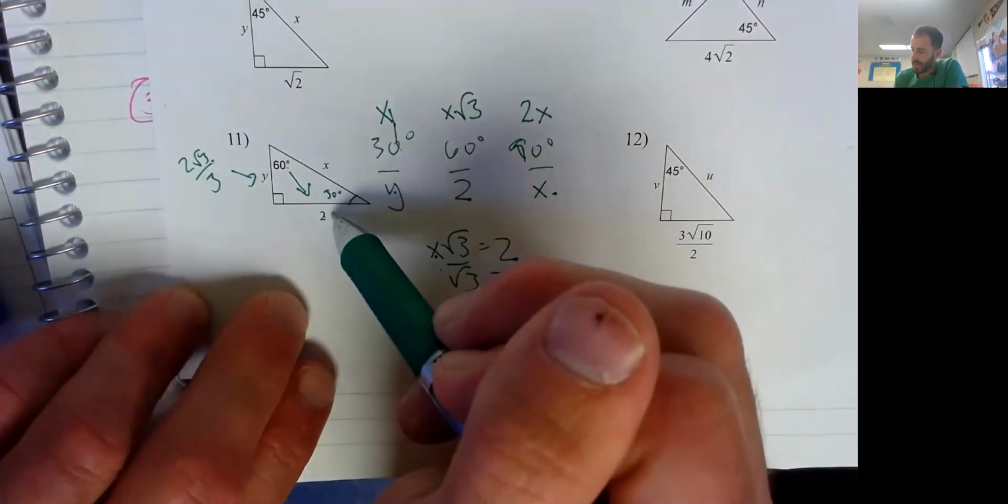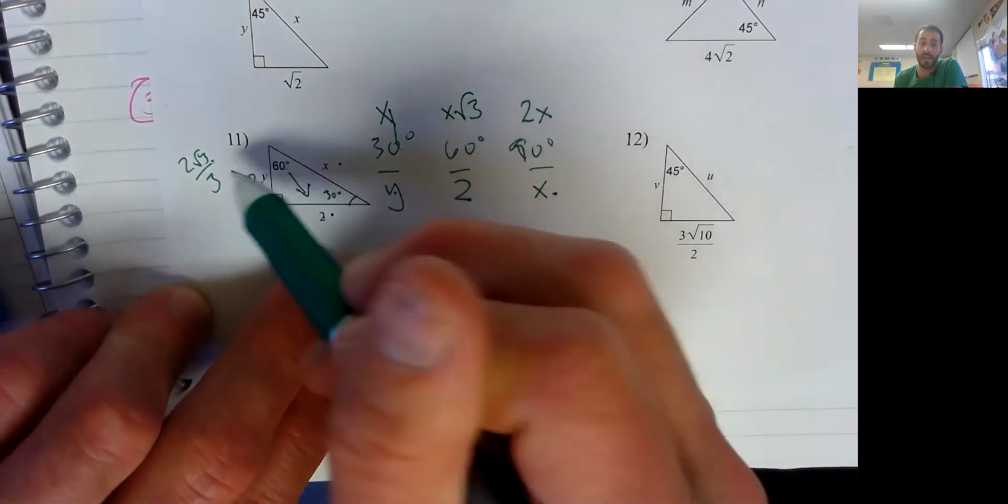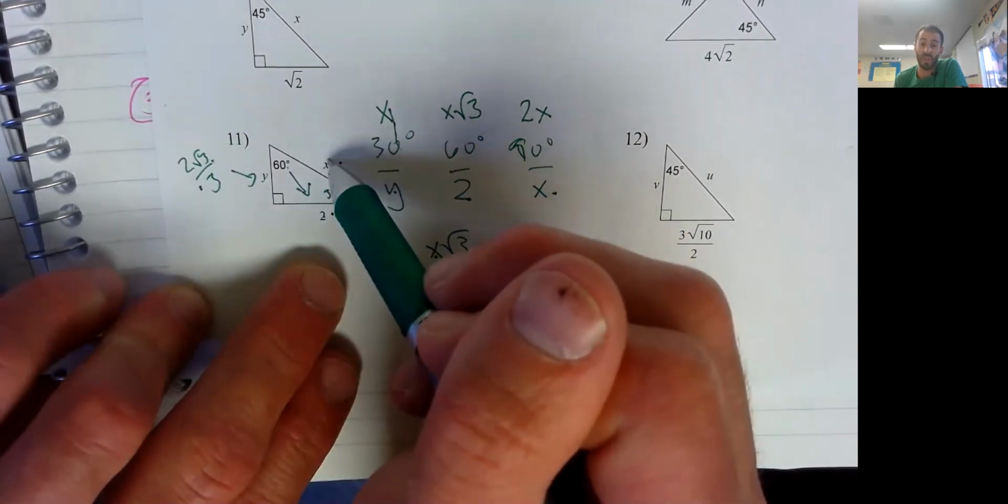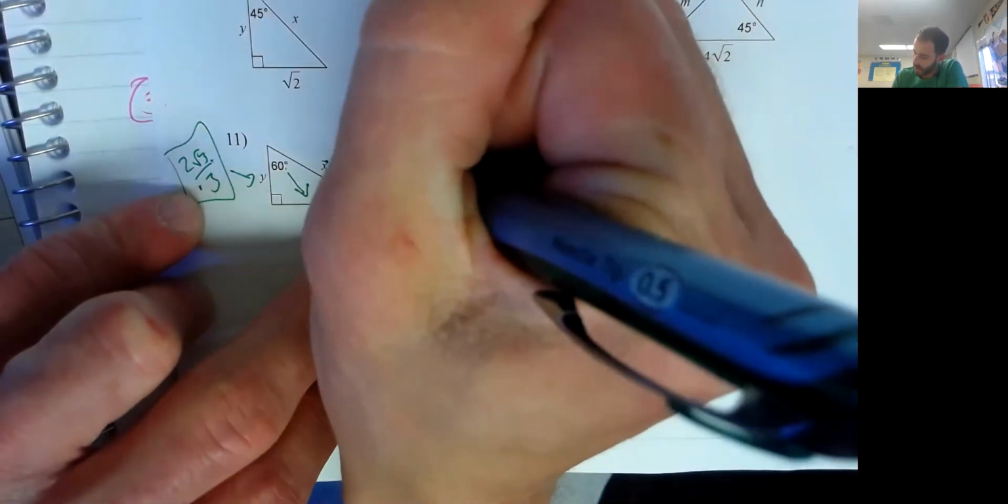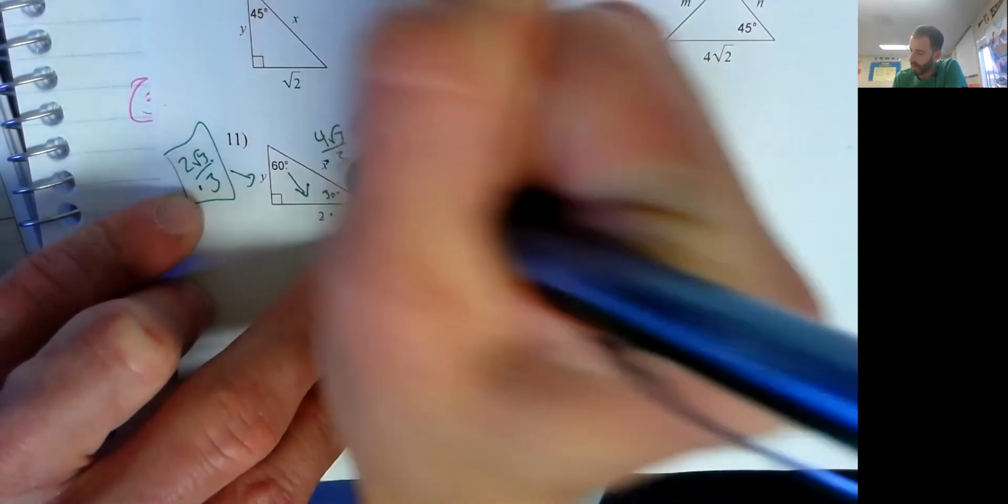30, 60. Now, how do I get the 90? I take this and I multiply it by 2. Oh, well, guess what, kids? If this is 2 rad 3 over 3, well, guess what? This is 4 rad 3 over 3.